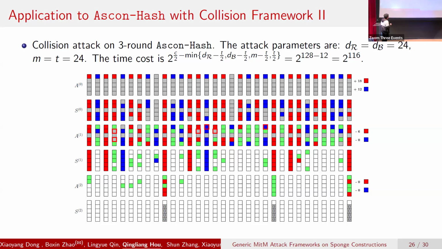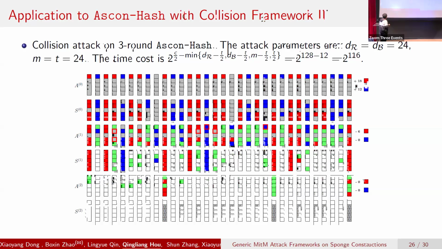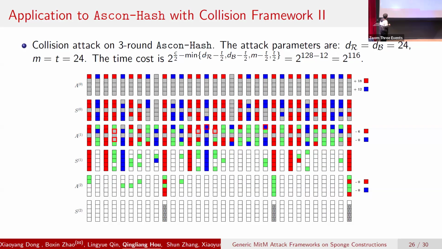The configurations are: there are 24 DR and DB red bits, and the matching points are also 24. So the total time cost is 2 to the 113.